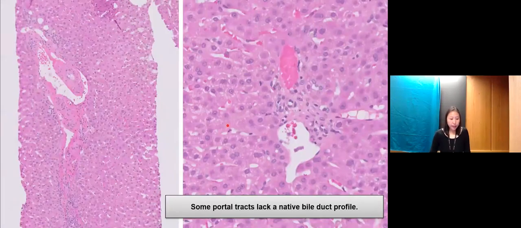However, the most telling finding was in our other portal tracts. So these are 2 additional portal tracts which actually show evidence of bile duct loss. So you can see here in this portal tract, we have this portal vein, we have the small hepatic arteriole, but we have no evidence of a native bile duct profile within this structure. And same on the right-hand side, no evidence of that native bile duct profile. And so when we did a formal count on this biopsy, we actually found that about 2/3 of the portal tracts were missing a native bile duct, which would be consistent with the descriptive diagnosis of ductopenia.